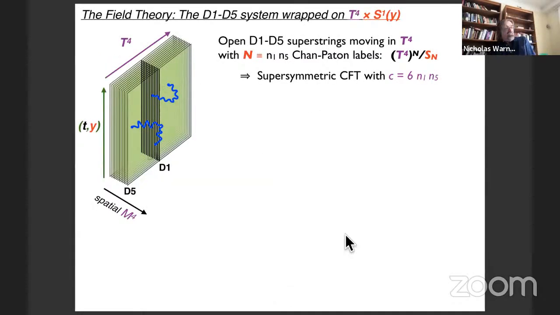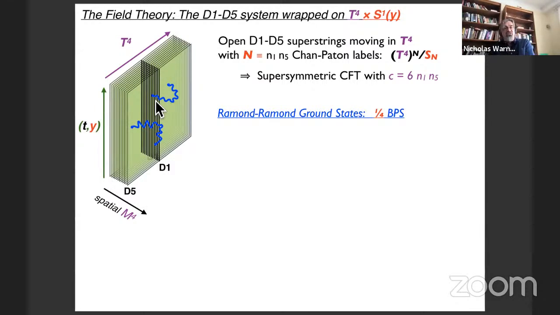Okay, so as David described, I think very well, a couple of days ago, what we're dealing with, I'll start with the field theory, is we're looking at the D1-D5 system. There's a stack of it, N1 D1s and N5 D5s with a total N, which is the product of the two, which counts the Sham pattern labels. As is well known, the open strings between these things create a CFT with central charge 6N1N5. The basic core starting point is the Ramond ground states.